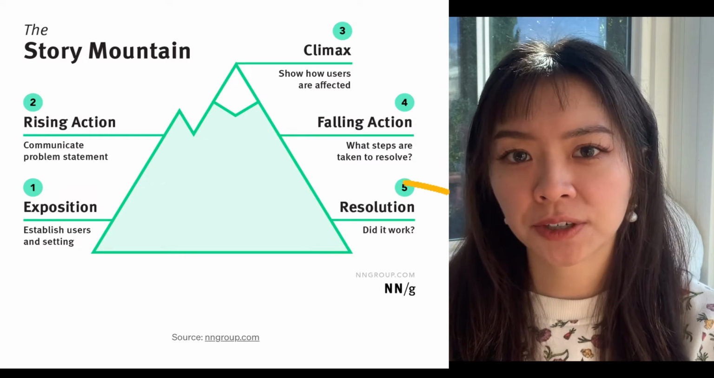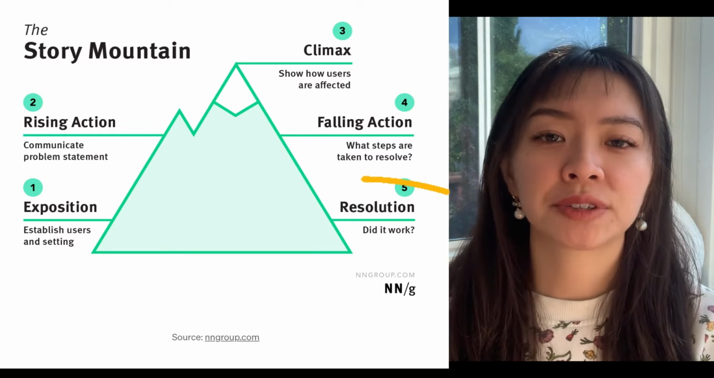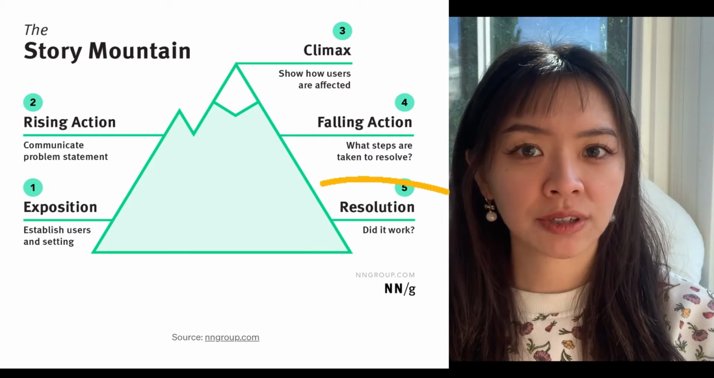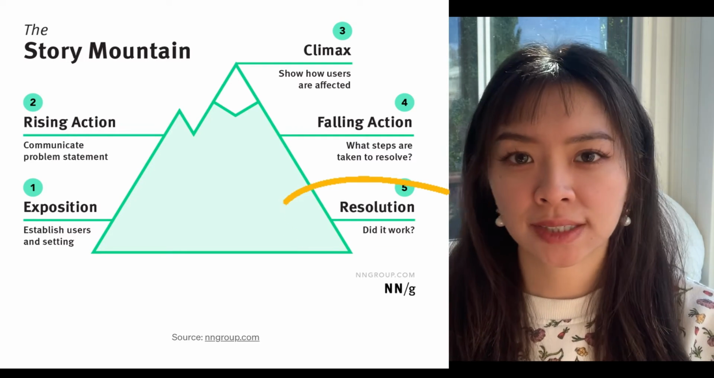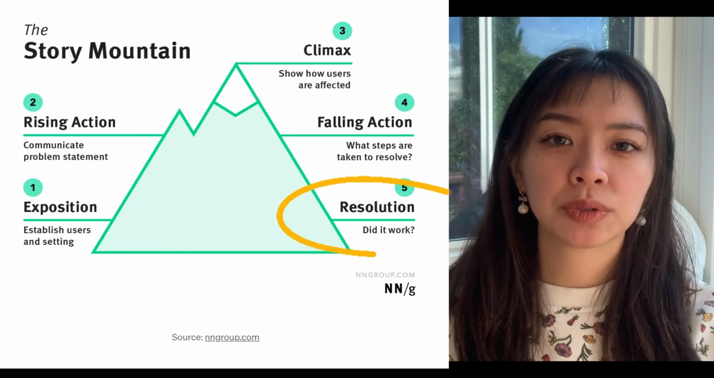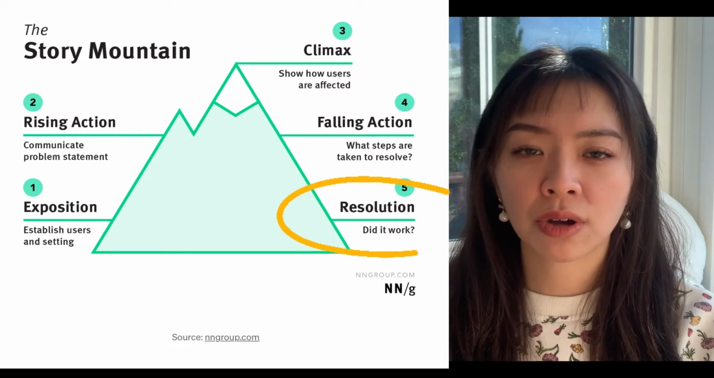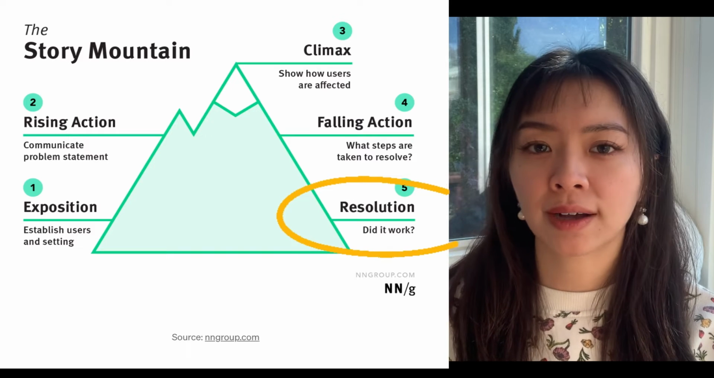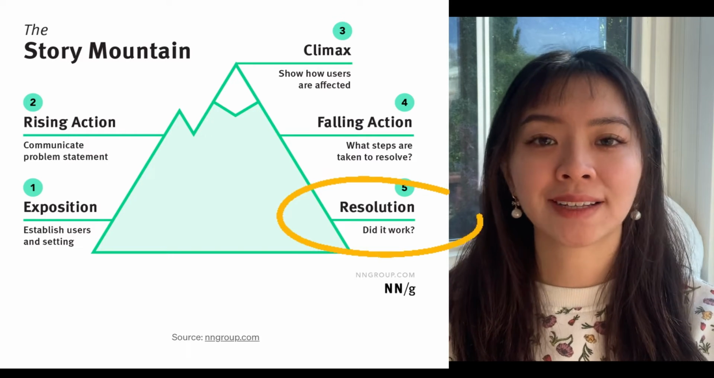And everything needs a conclusion. Your audiences are curious to find out what the end results are. Did you solve the problem successfully? How successful was the project? So last but not least, you would want to communicate the end results to your audiences to fulfill their curiosity and to end the story on a high note.